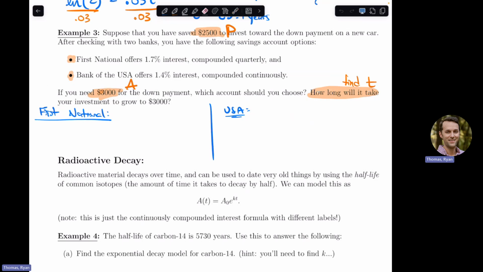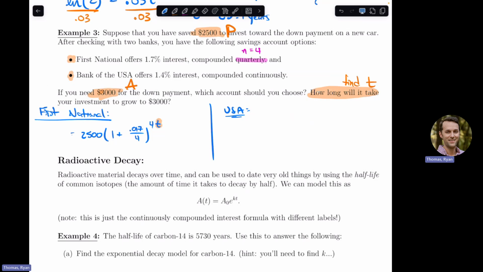Okay. So the first one, we're compounding quarterly, which means that n is 4, and also that we're using the periodic compounding formula. We are starting with $2,500 principal, 1.7%, so 0.017, to the 4. We don't know t, right? The question is how long, so we don't know t. We're going to need to solve for that.